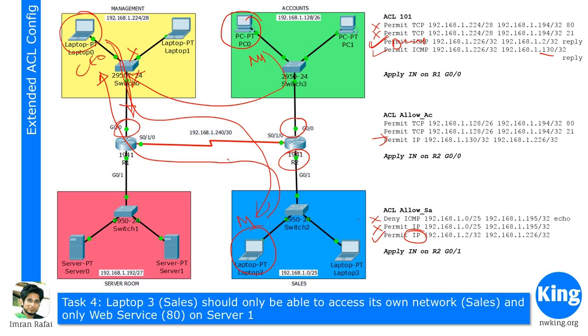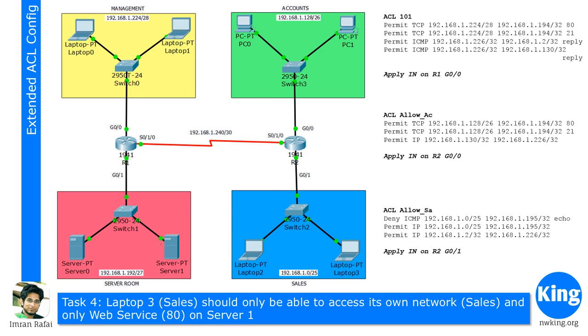Next we look at task 4, and let me clear the screen once again. This is laptop 3 of sales, this guy, which should only be able to access its own network. That's the sales network. That means whenever this PC tries to communicate out, automatically the traffic should get blocked. But it can only access web services on server 1. So all of the other traffic will get blocked, but if it's web traffic going to server 1, HTTP traffic, that will be let through, right?